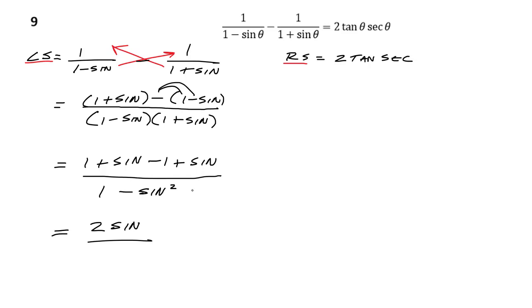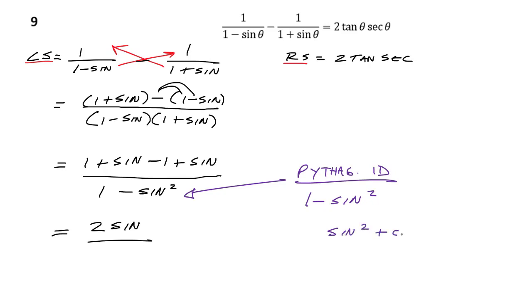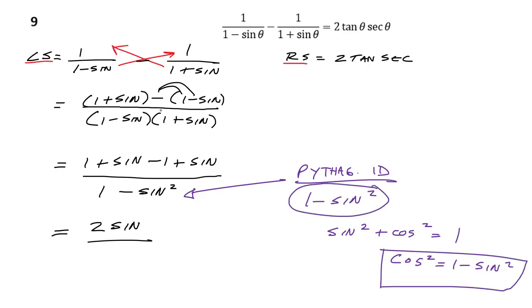This is where, once again, you require the Pythagorean identity. We've now seen it 3 questions in a row, so we should start getting used to looking for this. 1 minus sine squared. Remember, the Pythagorean identity says sine squared plus cos squared equals 1. So if I isolate cos squared, I get 1 minus sine squared. That means right there we can replace it with cos squared. So let's replace that whole denominator and write it as cos squared.